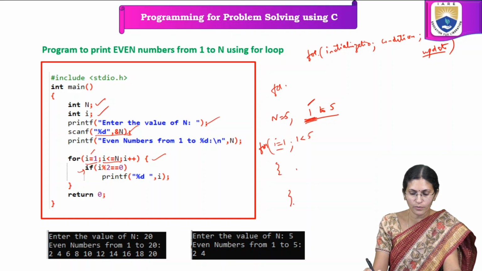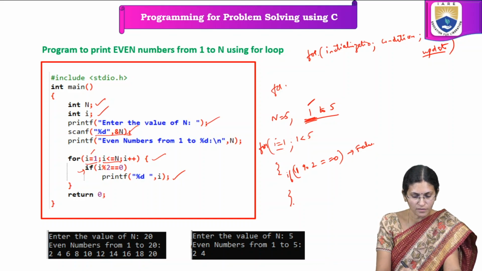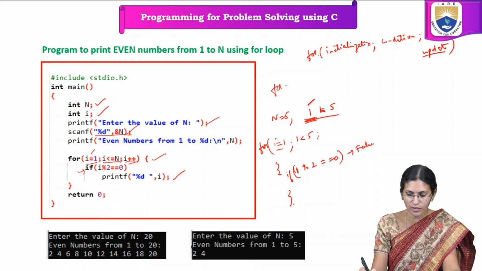In the first line, i mod 2 is equal to 0, where i is equal to 1 here. So this condition is false. Therefore, the printf statement will not be executed. There are no more statements to be executed here, so it will come again. The i value is now incremented by 1, so i is equal to 2 now.